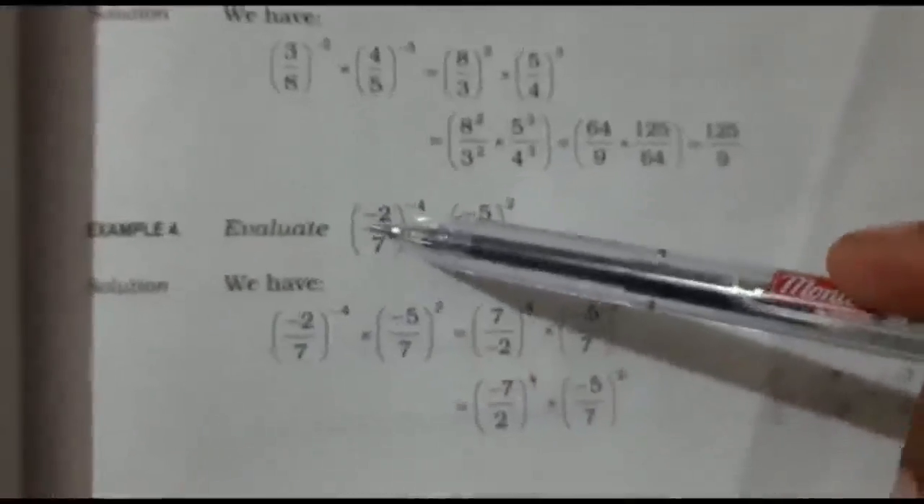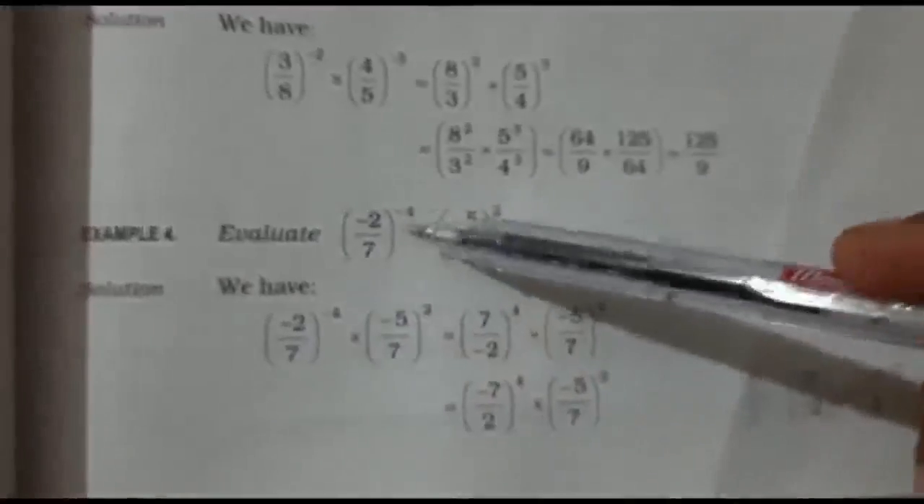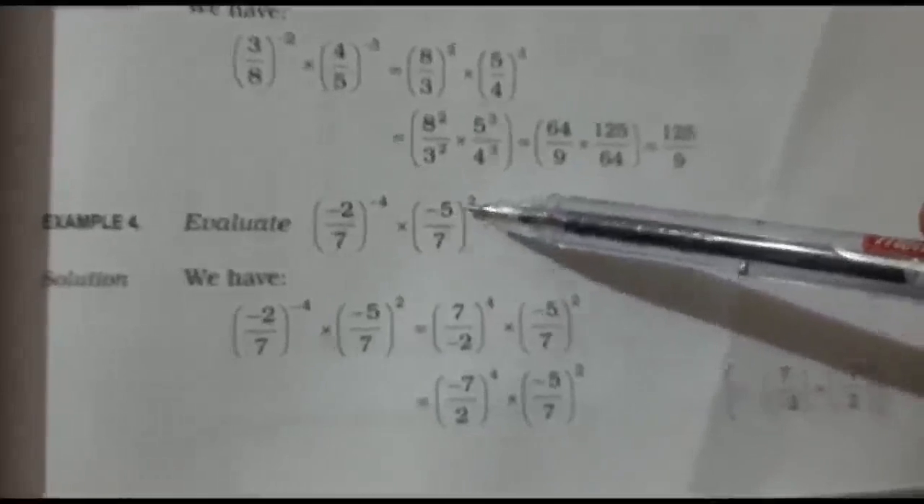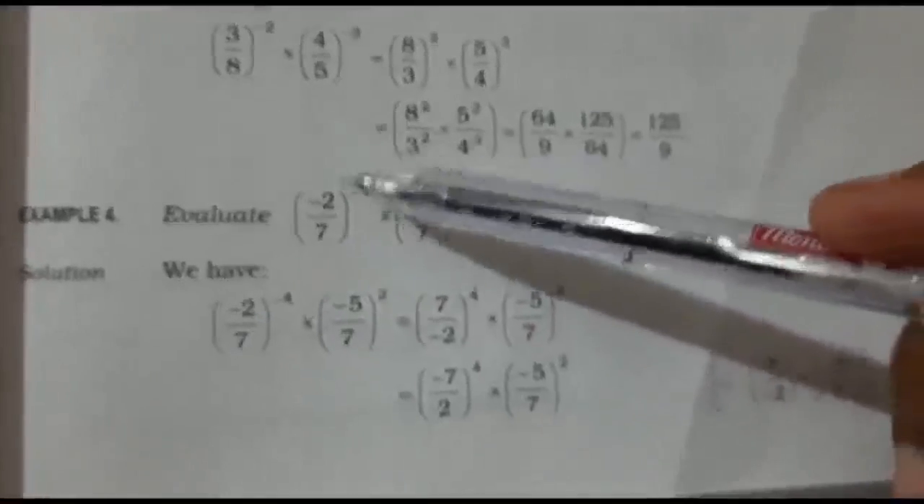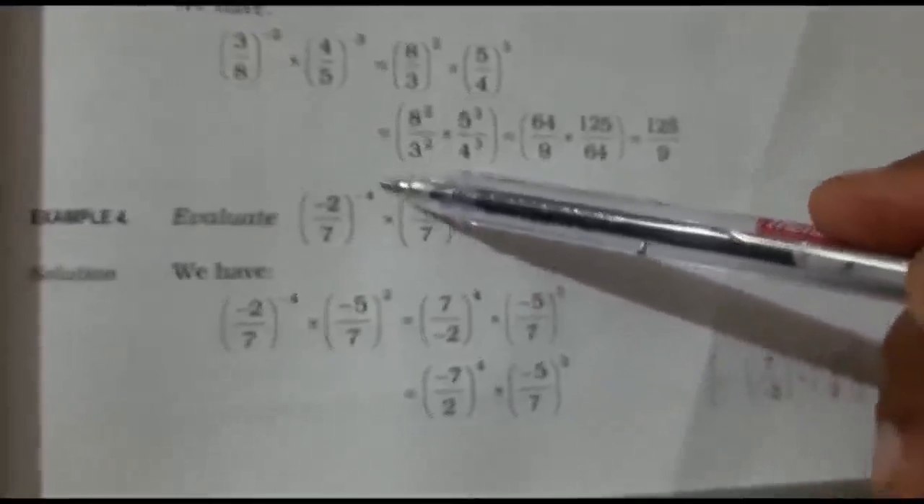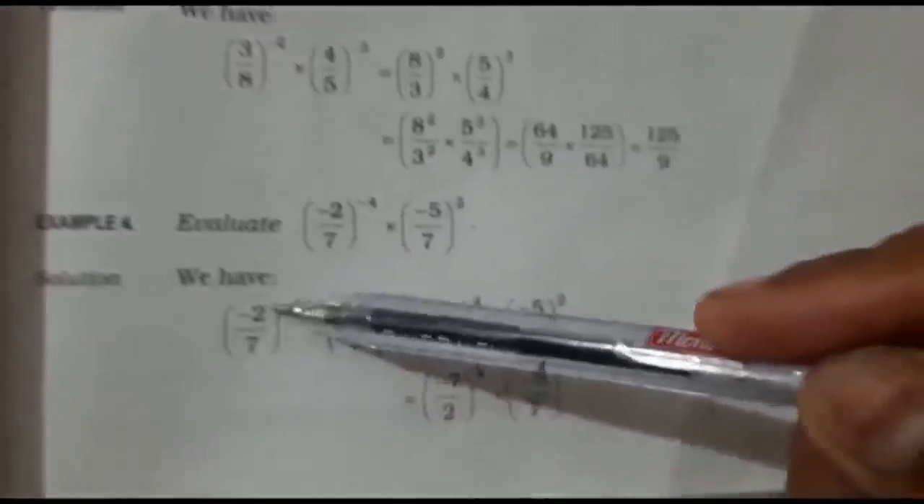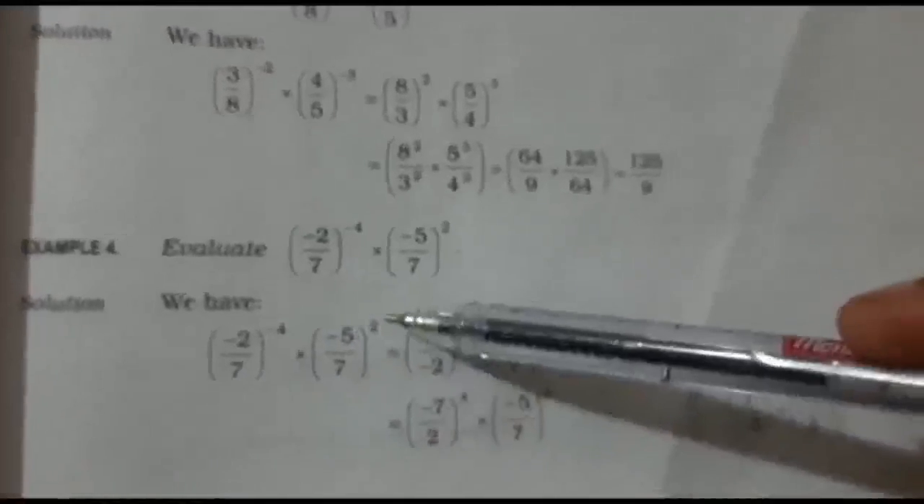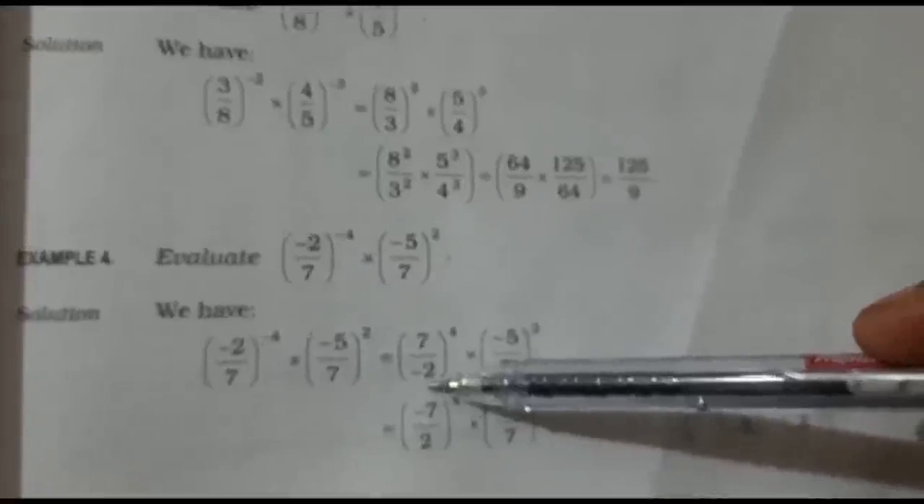Now see the fourth example. Again evaluate (−2/7)^(−4) × (−5/7)^2. Again if you see, both bases are different and both exponents are different. So again, because one is negative, first we will take the reciprocal. So (−2/7)^(−4) × (−5/7)^2 is equal to (7/−2)^4, because we have taken the reciprocal, × (−5/7)^2.